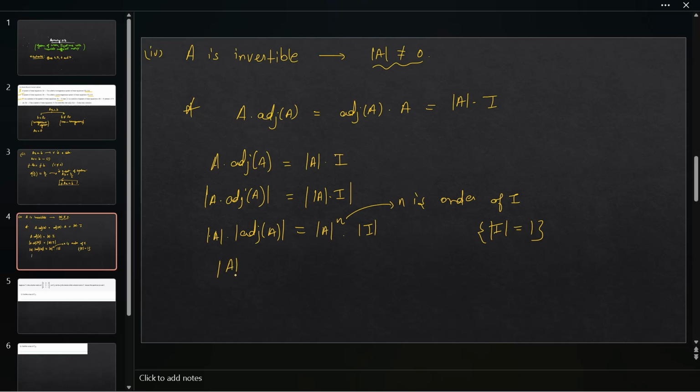So here I have determinant of A times determinant of adjoint of A equal to determinant of A to the power n. Now I also know that determinant of A is not equal to 0. That means I can divide both the sides by determinant of A. Then it will become determinant of adjoint of A equal to determinant of A to the power n minus 1.